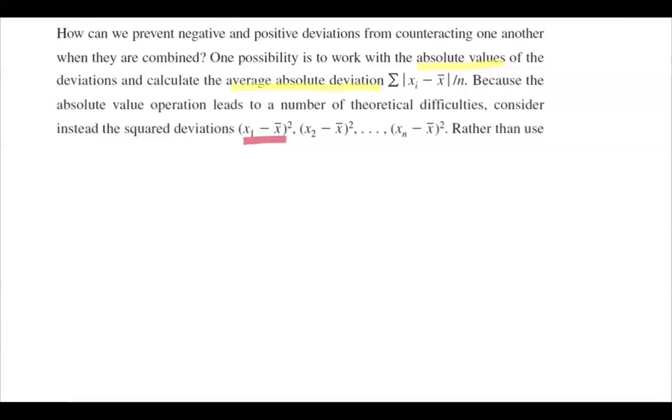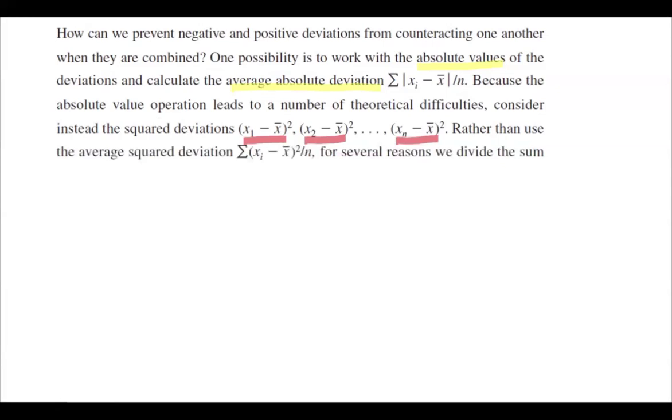x1 minus x bar to the second power. We take each deviation and raise them to the second power, then add these together. The average squared deviation, which is the summation of xi minus x bar to the second power divided by n, is going to be our formula that we're going to use.